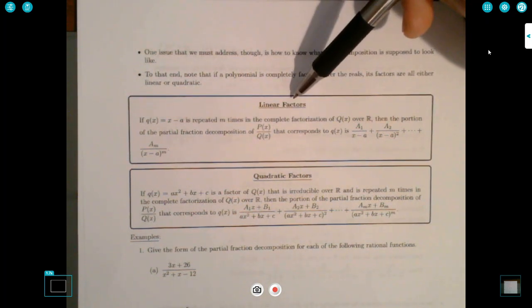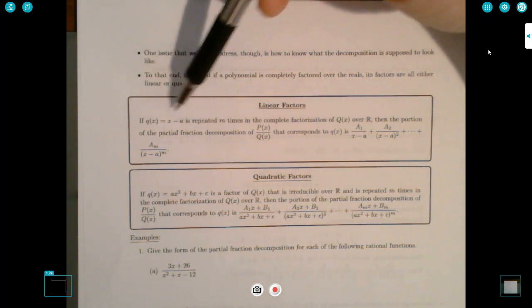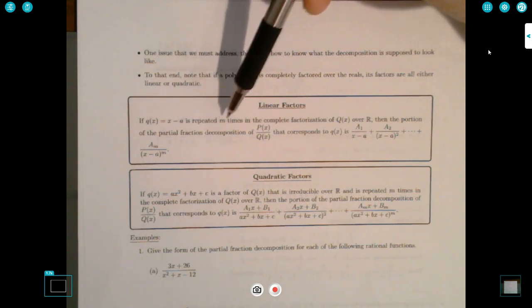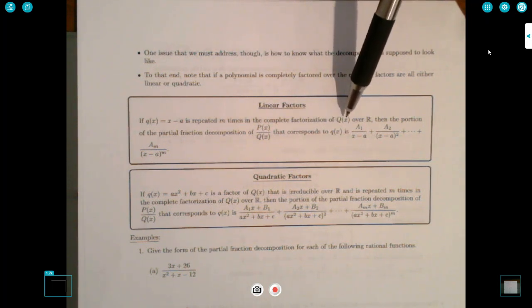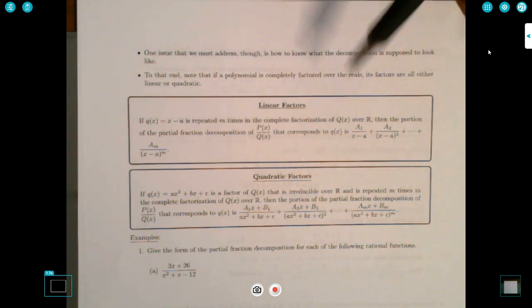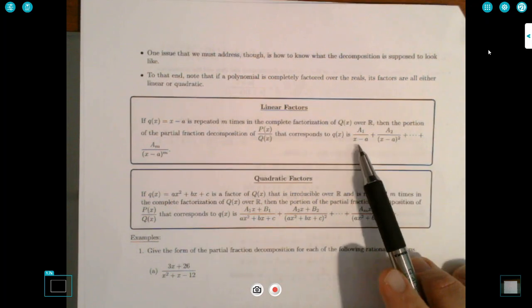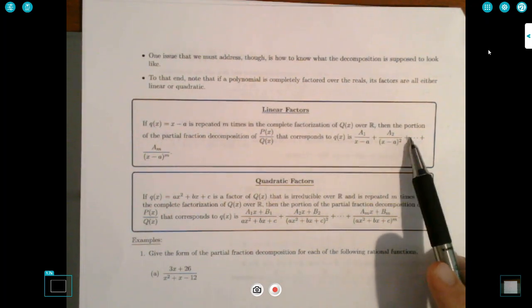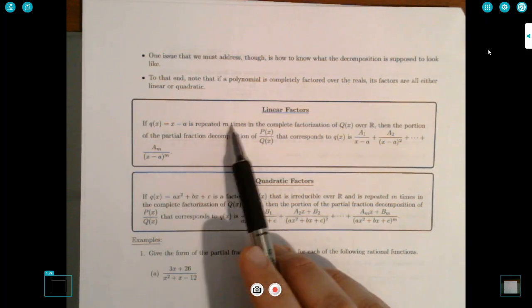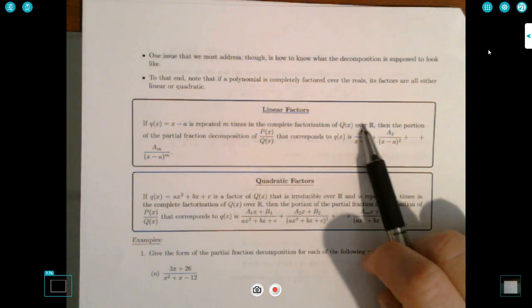So now here's how you deal with this. If you have linear factors, okay, so let's say that a lowercase q equals x minus a is a linear factor, right? And let's say that it's repeated m times. M could be 1 or 2 or 3, right? But it's repeated m times in the complete factorization of capital Q, okay? If that's the case, then the portion of the partial fraction decomposition of P of x over Q of x that corresponds to lowercase q is A1 over x minus a plus A2 over x minus a squared, and so forth. You kind of build up the exponents one by one. So A3 over x minus a cubed, A4 over x minus a to the fourth, until you get up to m, where m is the number of times that linear factor is repeated. So if it's not repeated, well, then you would just stop here, right, with the first one.